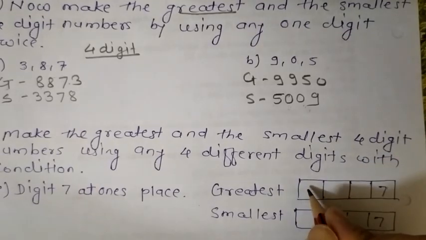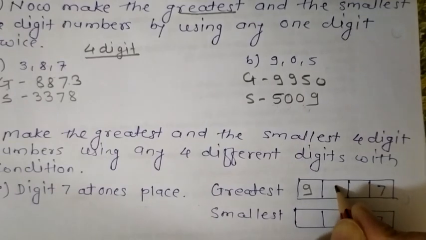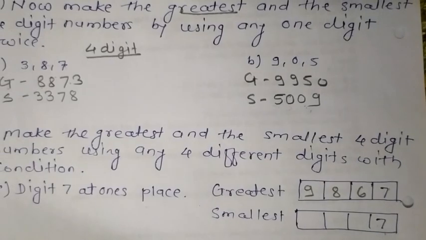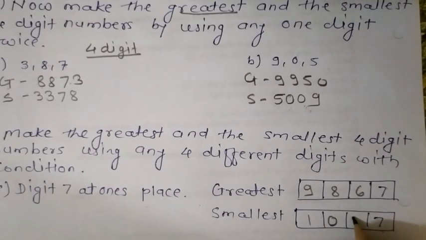So for getting the greatest you have to use 9. Then because 9 is the greatest number, 8. 7 is already given, so 6. So this is a very easy way to find the greatest. For the smallest, start with 0, but as I told you, 0 you cannot use in the first place, so you use the second place. Then 1 is there and then 2 is there.